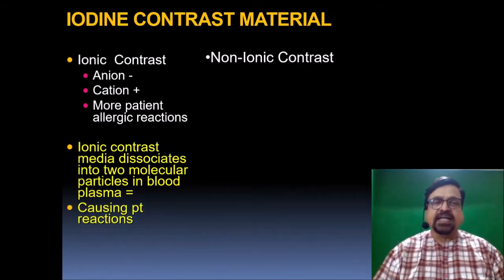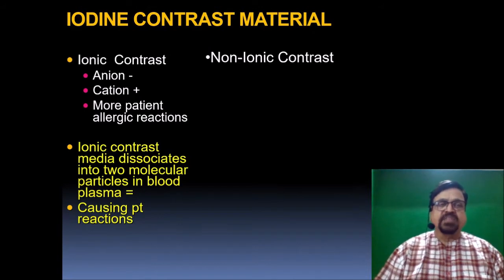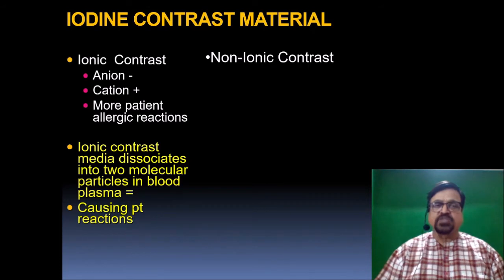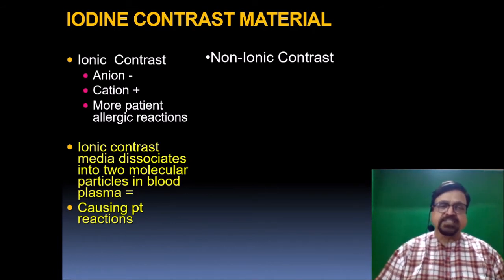Now let's go to the iodine contrast medias. First is ionic contrast media. Ionic contrast media can have anions, that is the negatively charged particles, cations, that is the positively charged particles, and more patient allergic reactions. So these are the three characteristics of the ionic contrast. They undergo ionization, they have anions and cations, and patients are more allergic to them. Ionic contrast media dissociates into two molecules, that is anions and cations, as we have seen earlier.